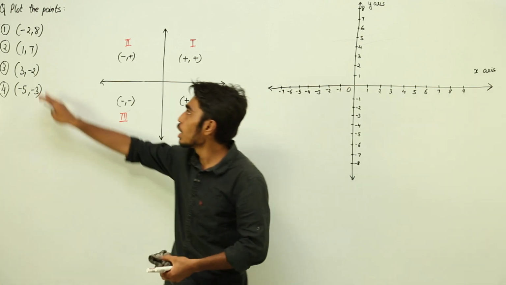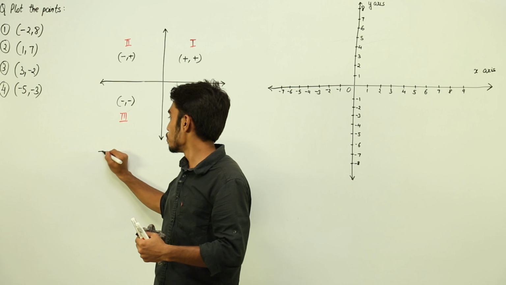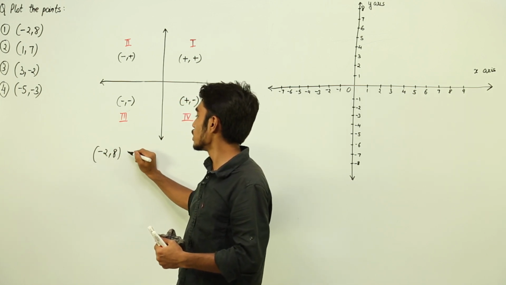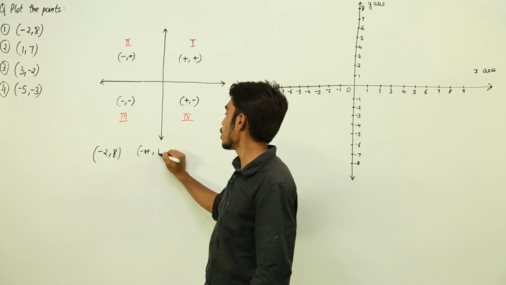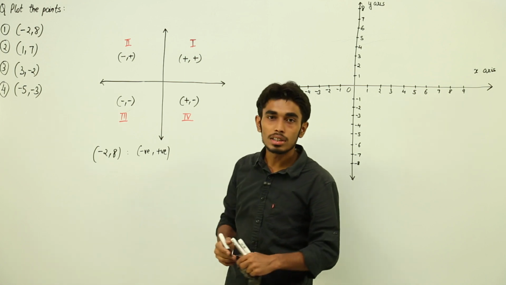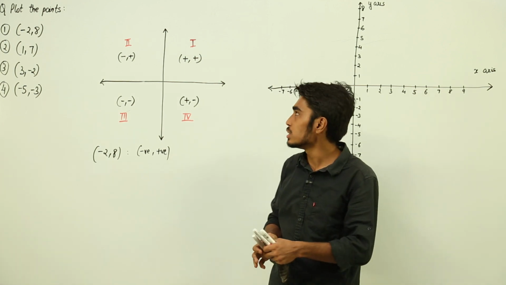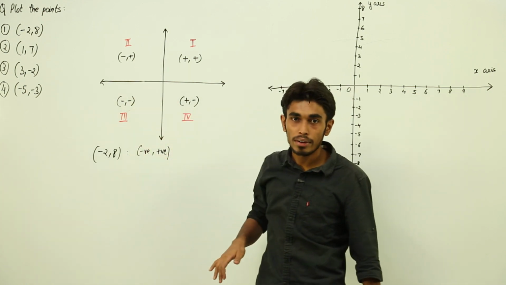So the first point is -2, 8. I can say that this point is of the form a negative number, a positive number. As we can see, negative, positive, it lies in the second quadrant, right?